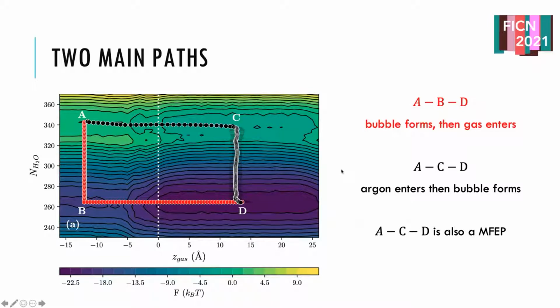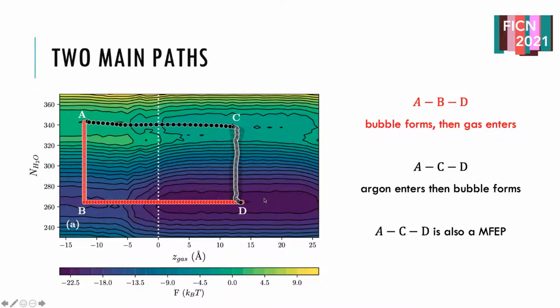We then focused on two main paths on this surface, which are shown here in red and black. The red path corresponds to a path where we first observe the drying of the nanopore, and then the infiltration of the argon, moving from A to B to D, corresponding to the infiltration of the argon inside an empty nanopore. The black path instead is kind of the opposite path, because we first observe the infiltration of the argon particle inside a wet nanopore, and then, in the presence of the argon, we observe the drying by moving from C to D.